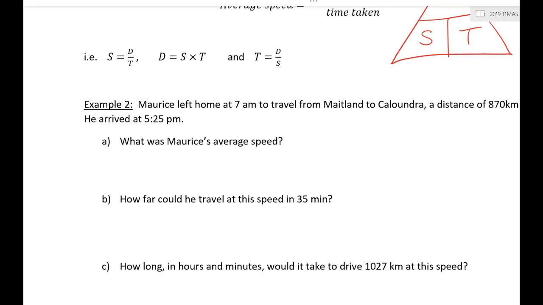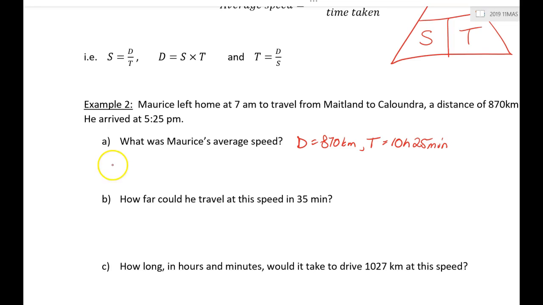Now, speed is distance divided by time. My distance is fine, it's 870 kilometres. My time, I've got a little bit of work to do here. 7 a.m. to 5:25 p.m., presumably the same day, means I have 5 hours until midday, and then another 5 hours 25 minutes after that. So I might just say distance equals 870 kilometres. My time equals 10 hours 25 minutes. I'm going to have to do something with that too. We'll get back to it later.